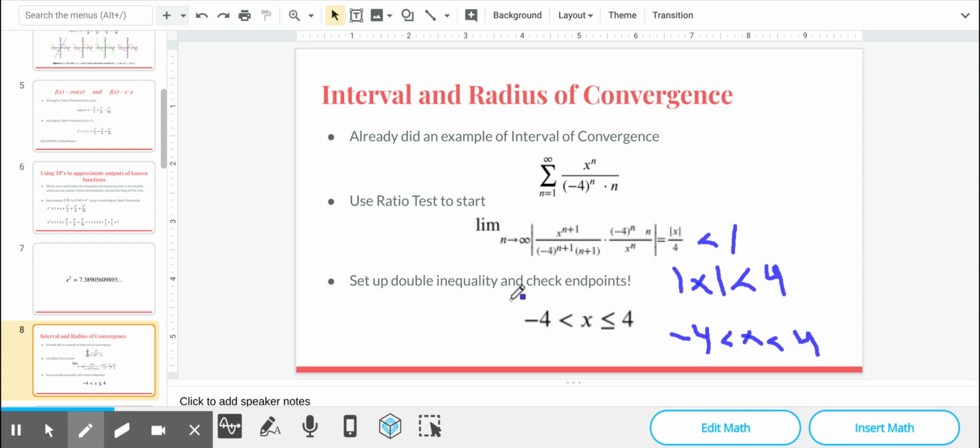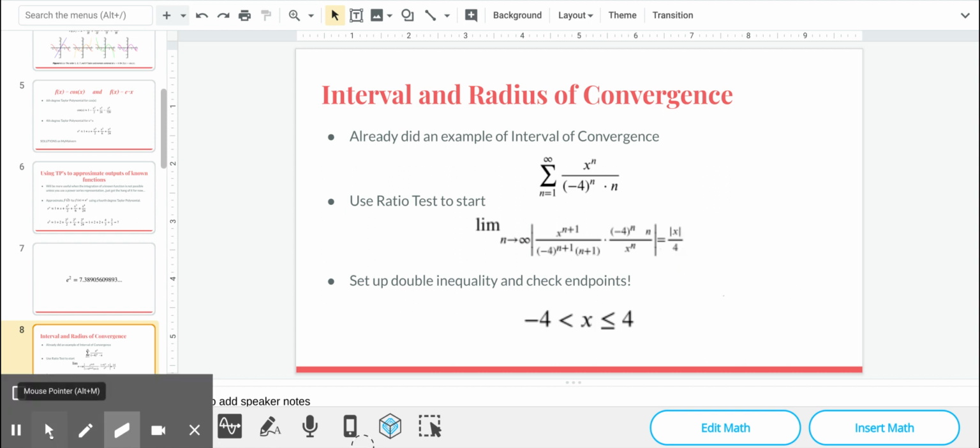All right, so that's just a recap of what we did with that one. That was an interval of convergence. So we actually found the interval of convergence for that one, so you've already got that piece in your notes. All right, I wanted to look at just a couple more.